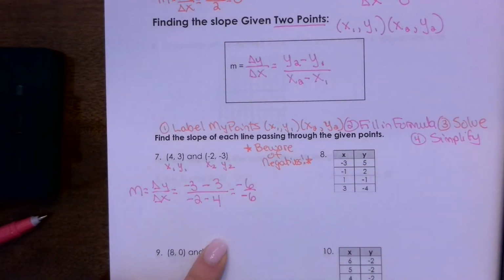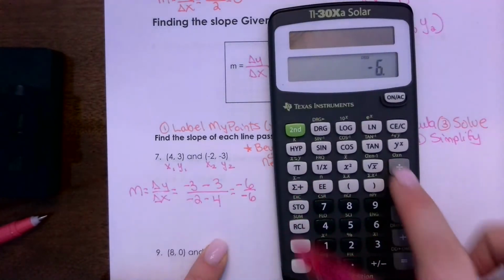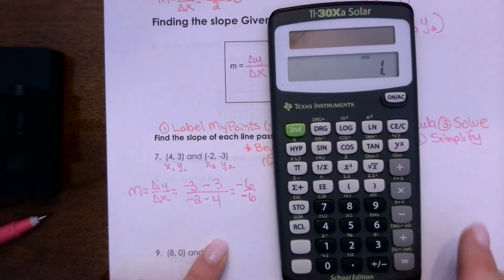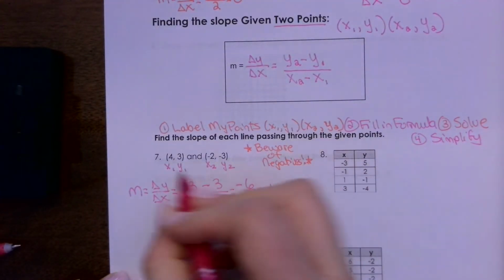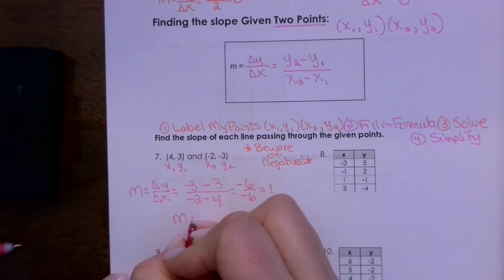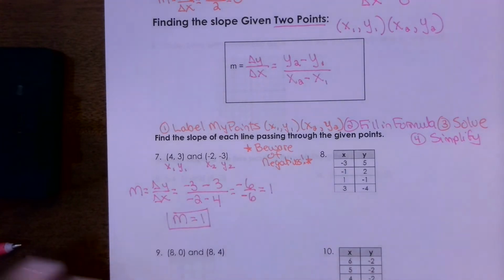Remember, fractions are division. So what is negative 6 divided by negative 6? Well, that's 1. In fact, any number divided by itself is 1. So in the case of these 2 points, my slope is 1.